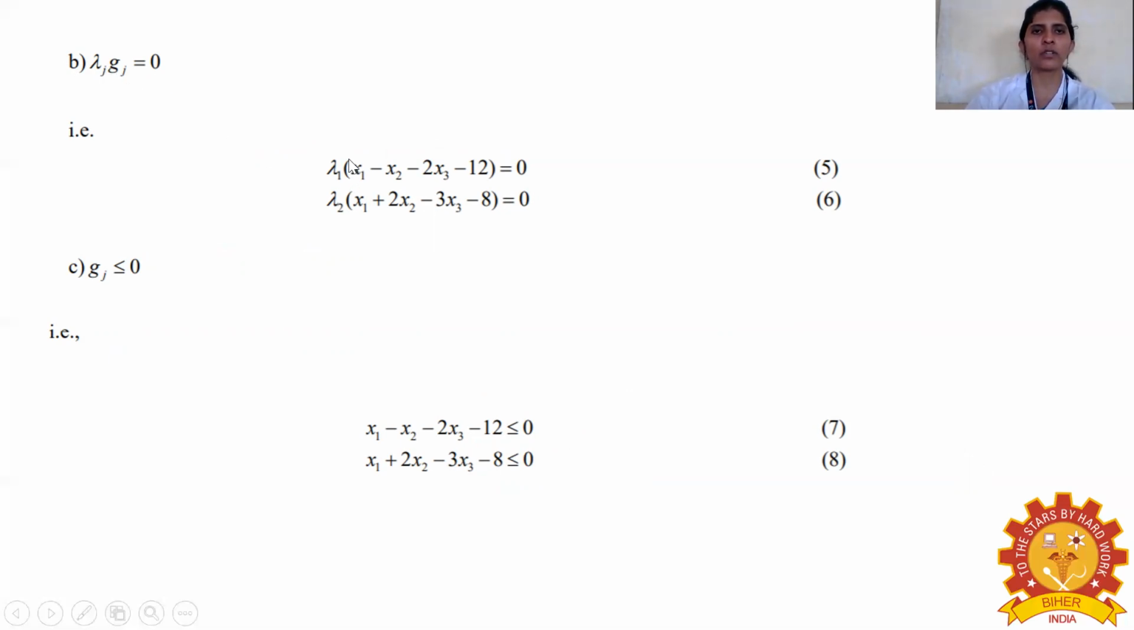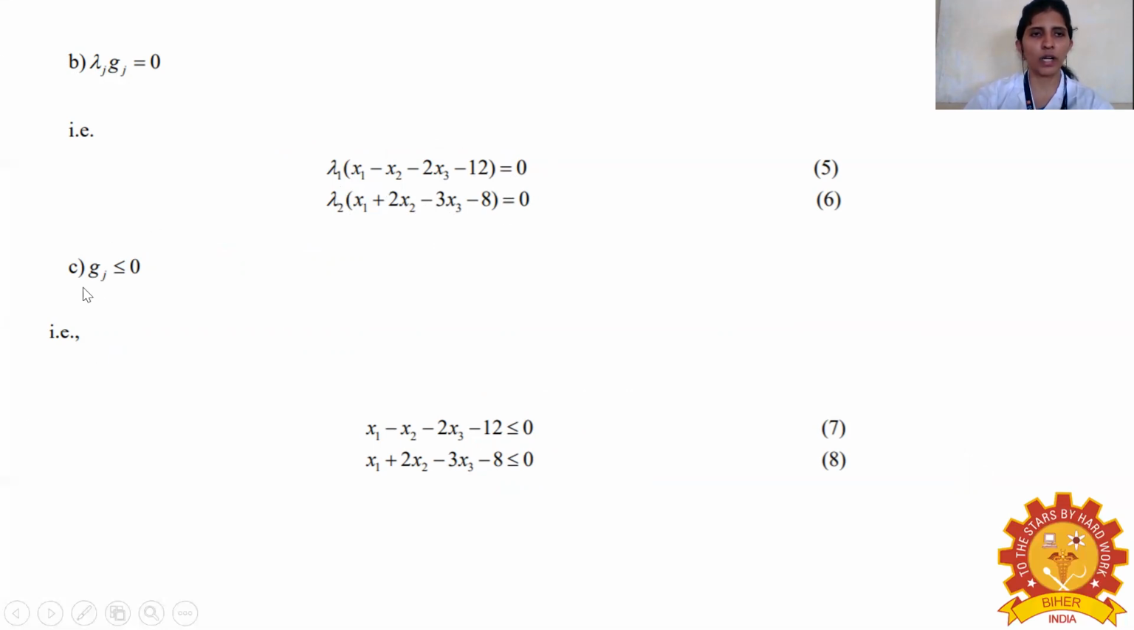So lambda 1 into the first constraint x1 minus x2 minus 2x3 minus 12 will be equal to 0, and the second constraint will be lambda 2 into x1 plus 2x2 minus 2x3 minus 8 will be equal to 0. So these are equations 5 and 6.